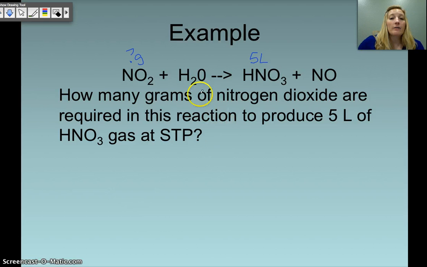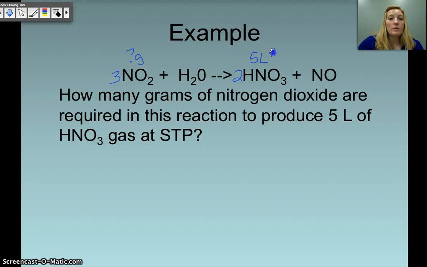So if we have 1 hydrogen here, 2 here, we need a 2 over here. We have 2 nitrogens here and 1 nitrogen here, so 3 on this side, so we need a 3 over here. We have 6 oxygens, plus 1 is 7. We have 6 oxygens here, plus 1 is 7, so it's balanced. All right, so now we can start with our stoichiometry.